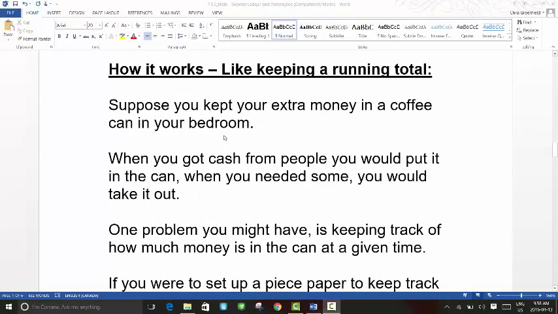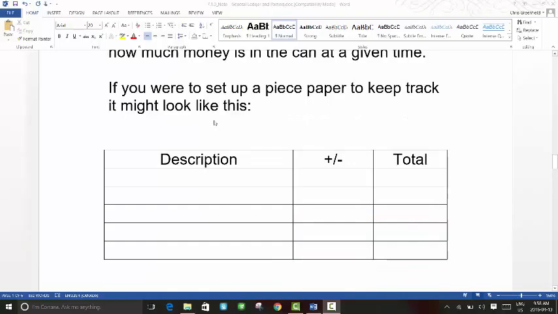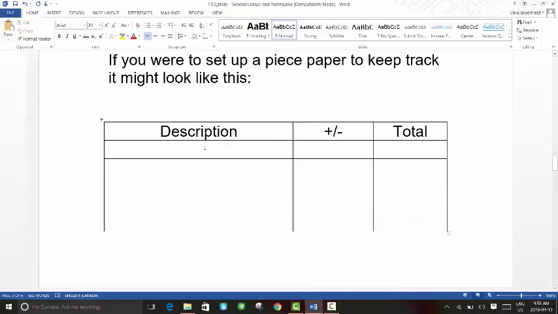The problem you might have, though, is keeping track of how much money was actually in the can at a given time. So you might want to set up some kind of a paper record to keep track, and it might look like this. So assuming we started out with a zero balance, you might get some birthday money.